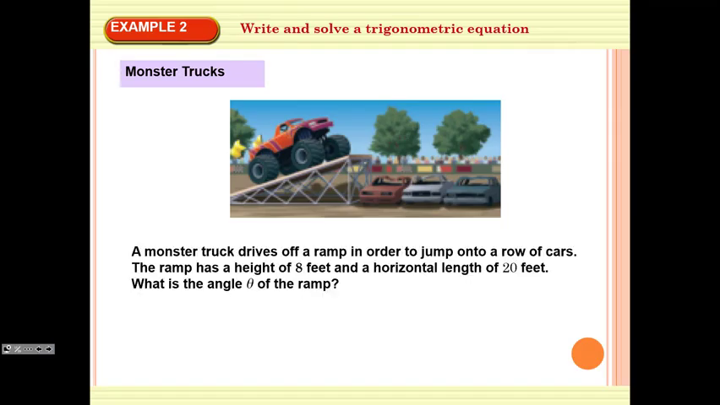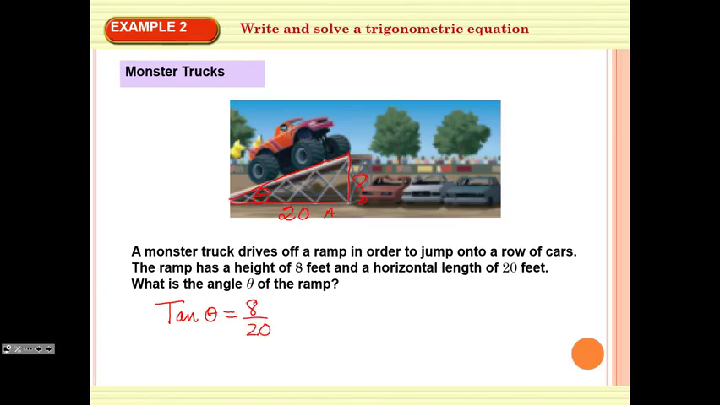Here we go, a monster truck drives off a ramp in order to jump a row of cars. The ramp has a height of 8 feet. So here's my triangle right here. This is going to be 8 feet. The horizontal length is 20, and they want to know the angle of the ramp. This is going to be opposite and adjacent. So we're going to say tangent theta equals 8 over 20.